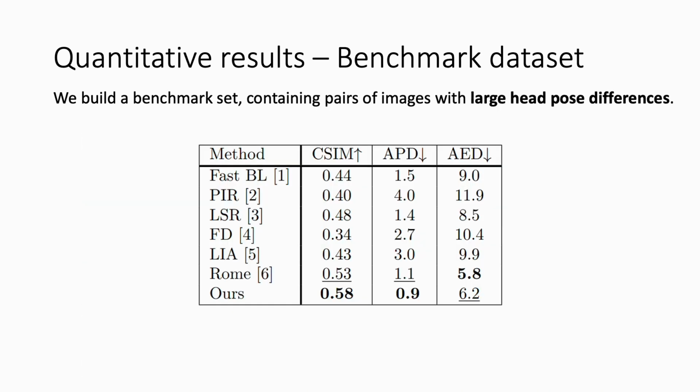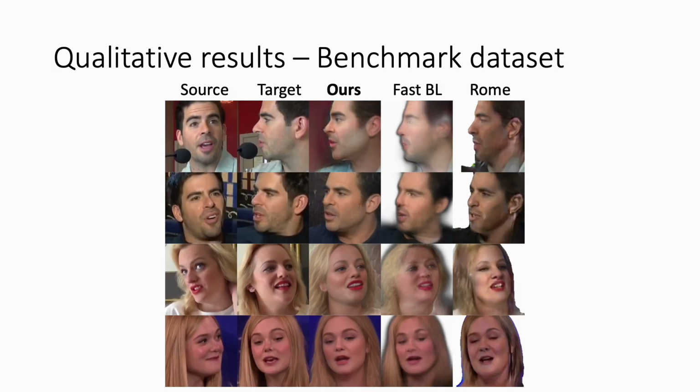Additionally, in order to evaluate our method on the challenging task of large head pose variations between the source and target faces, we built a benchmark set containing image pairs from the VoxCeleb dataset where the average head pose distance is bigger than 20 degrees. As shown, our method, even on the challenging task of extreme head pose variations, is able to generate realistic images without many visual artifacts, compared to other state-of-the-art methods, which in these cases produce unrealistic faces.